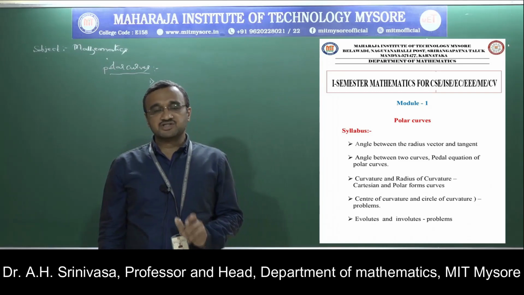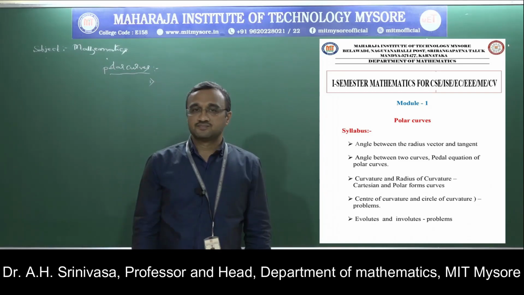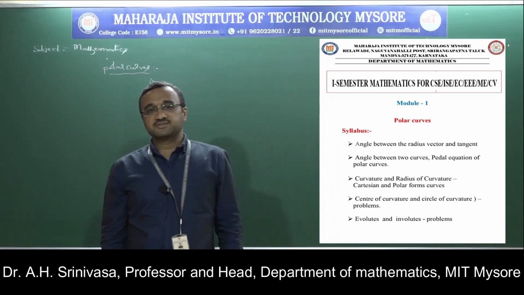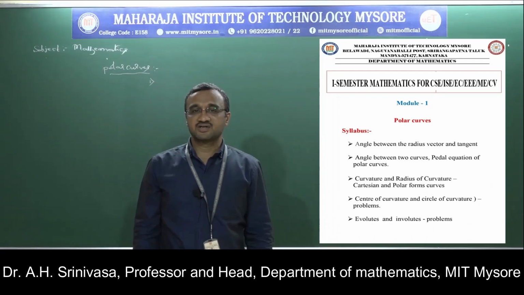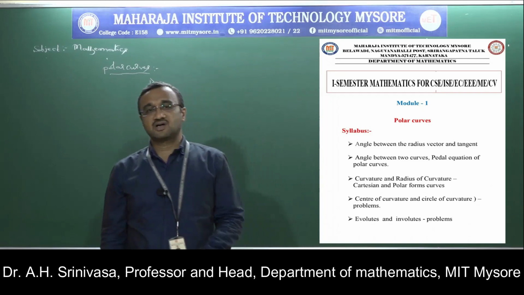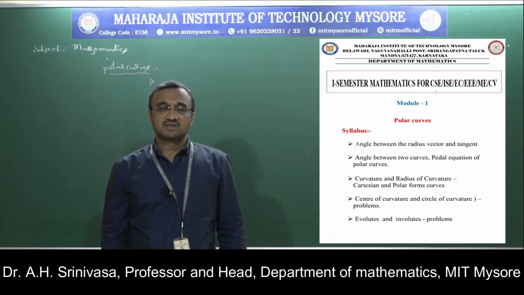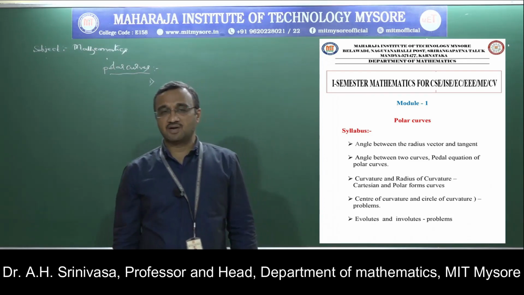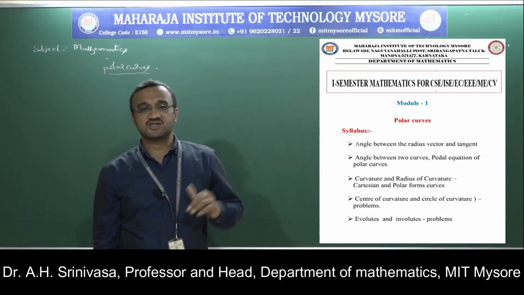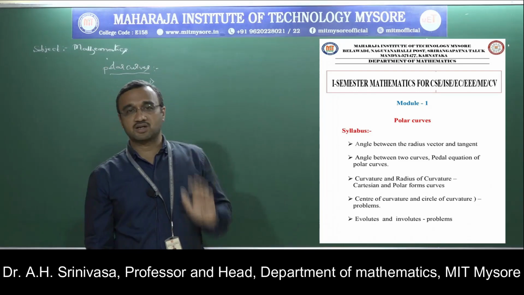Here, they particularly mention that the problems should be solvable only for Cartesian as well as polar curves. In the fourth chapter, we learn center of curvature and circle of curvature. In the last chapter, it is application oriented problems, that is evolutes and involutes. These are the 5 topics we are studying in module 1, that is polar curves.